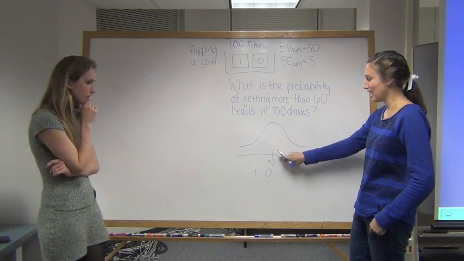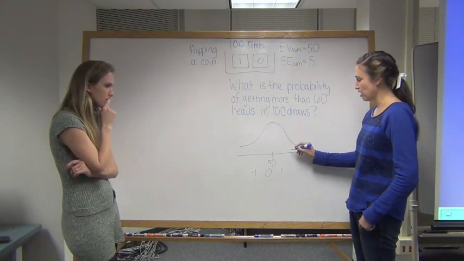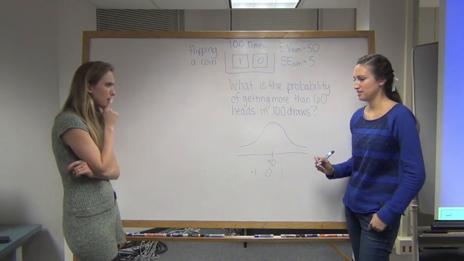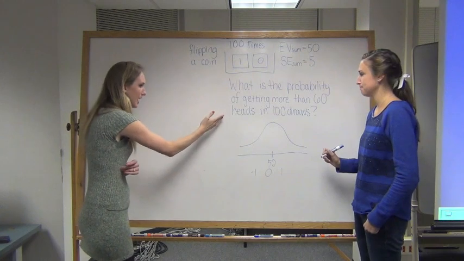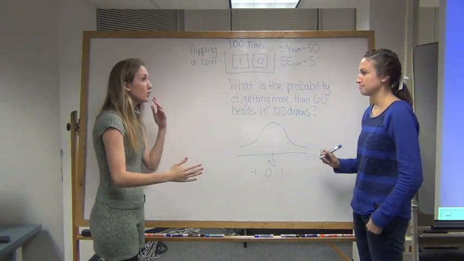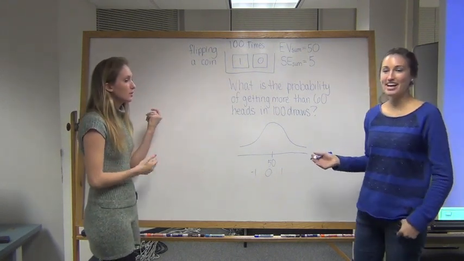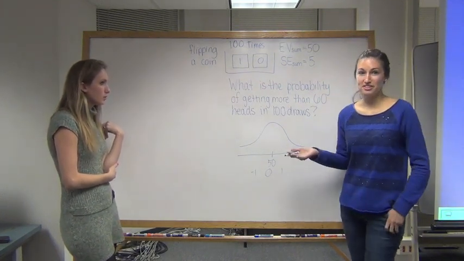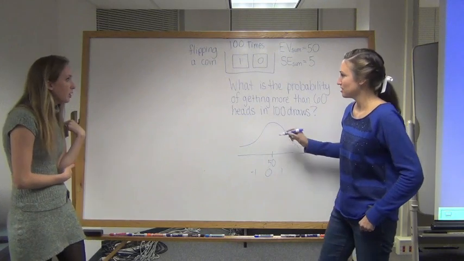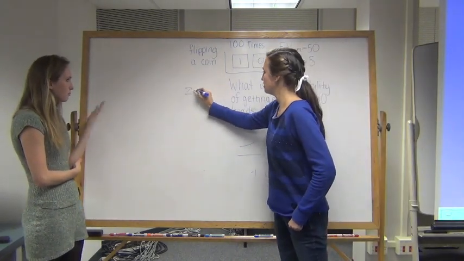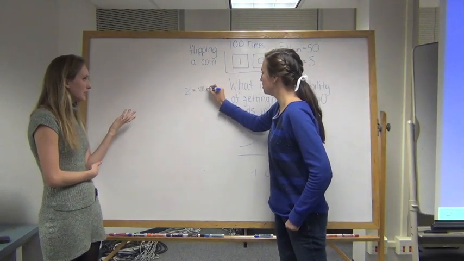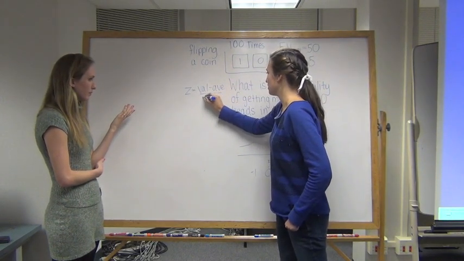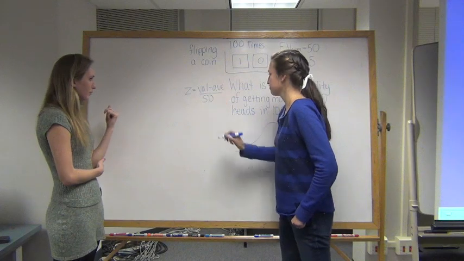We know that 60 is 10 more than 50, but how do I know where to draw it on this normal curve? Well, I guess maybe we should get out of heads as our unit and go into z-scores, standard units. Right, exactly. So what's the formula for finding a z-score? We've done this in previous chapters. Well, z is equal to the value minus the average over the standard deviation.